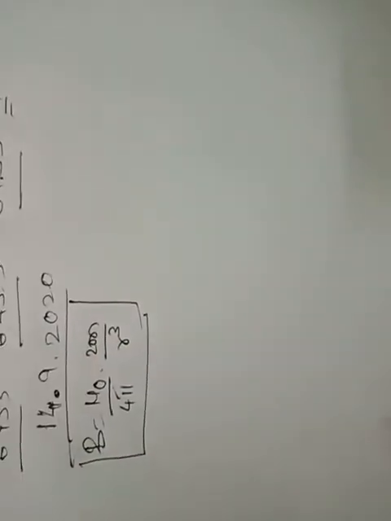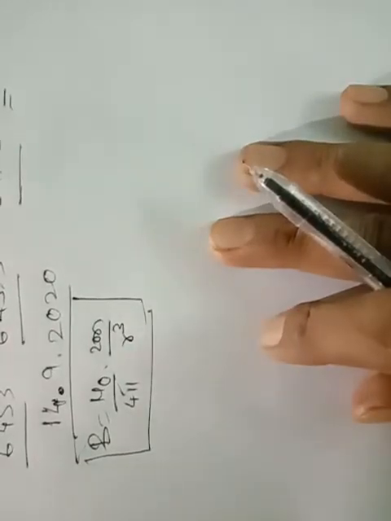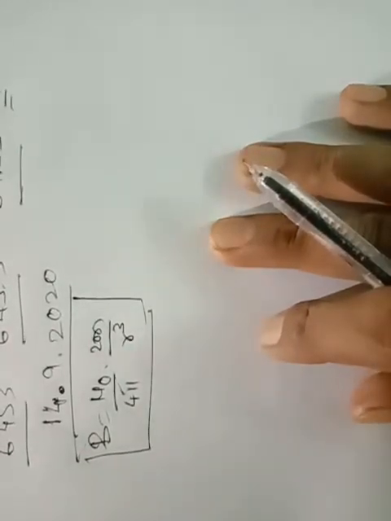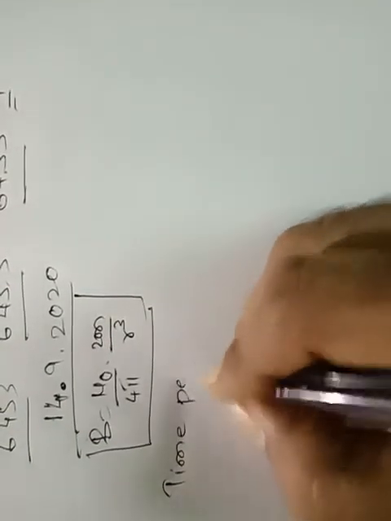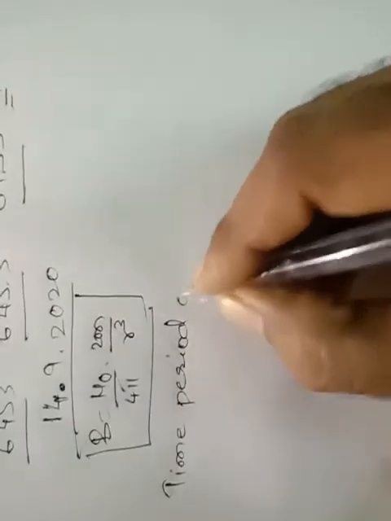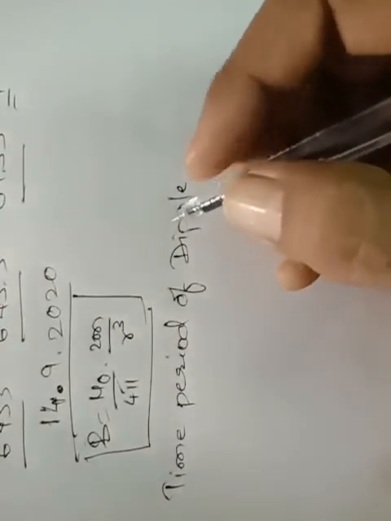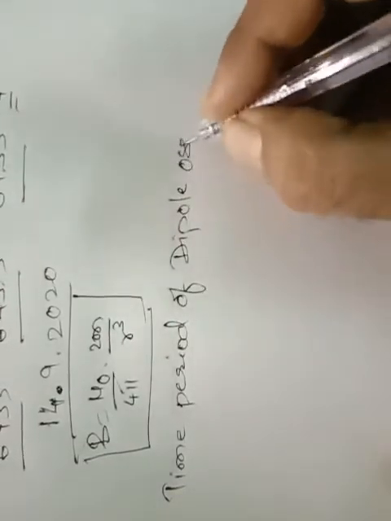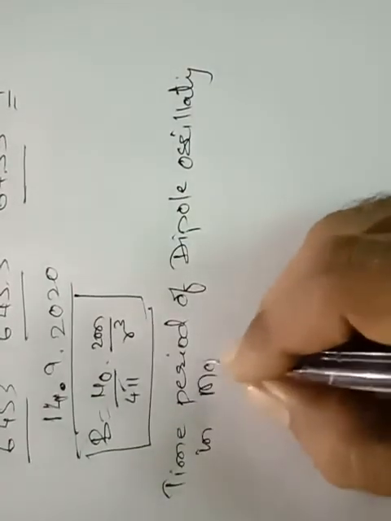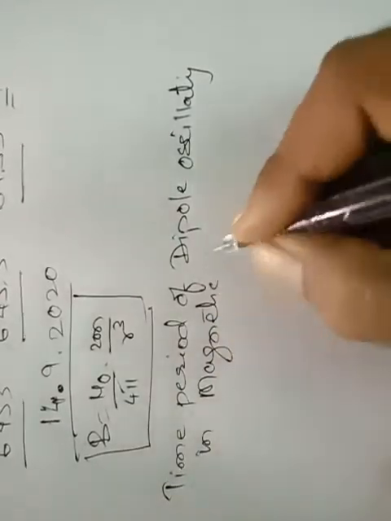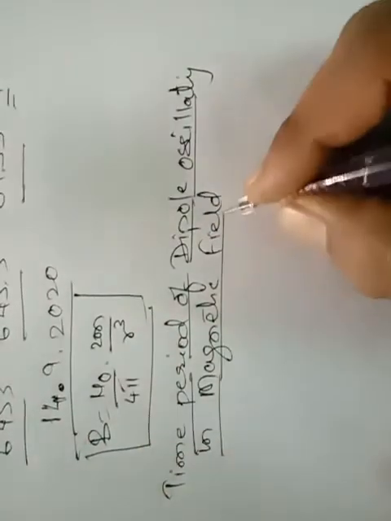So today we have to start with another derivation. This derivation is for the time period of a dipole oscillating in a magnetic field. This is a short derivation which we have to see today.